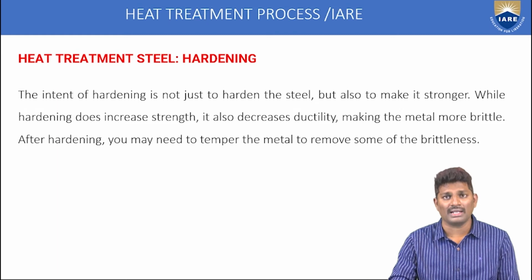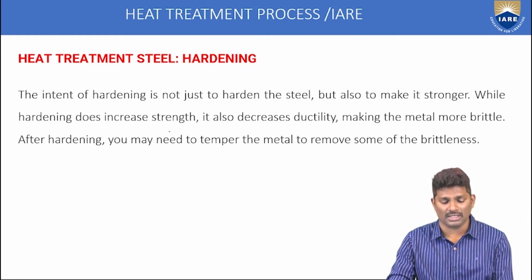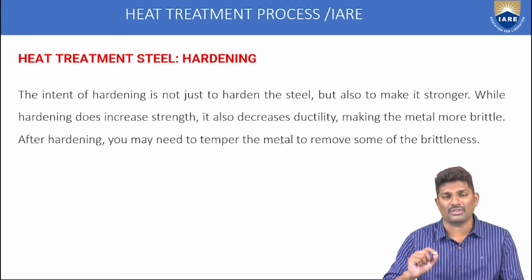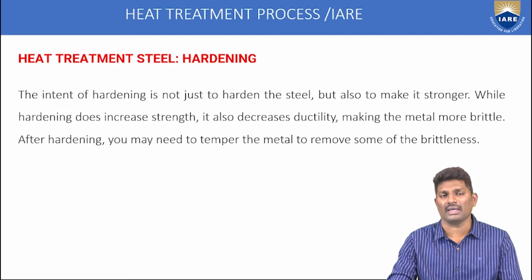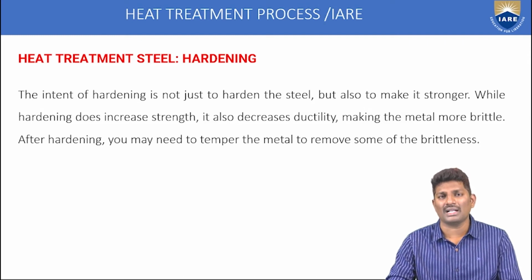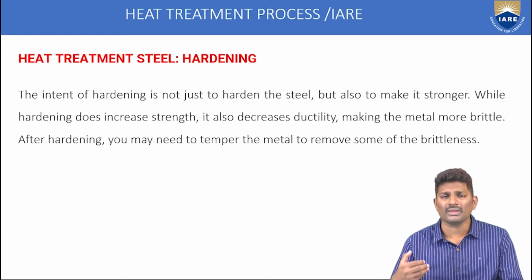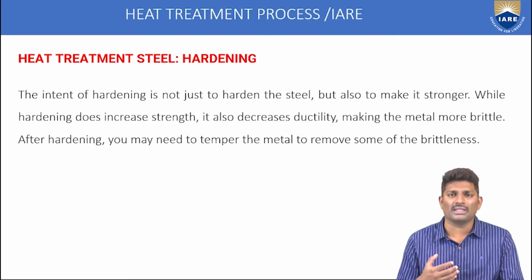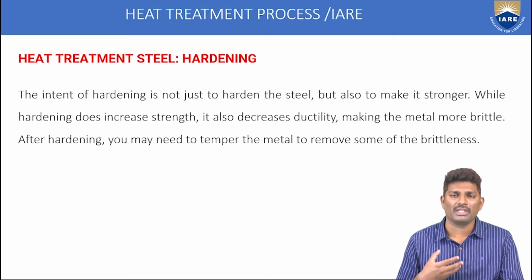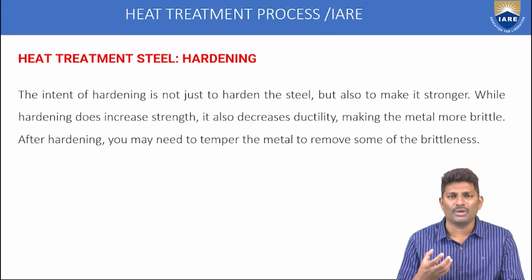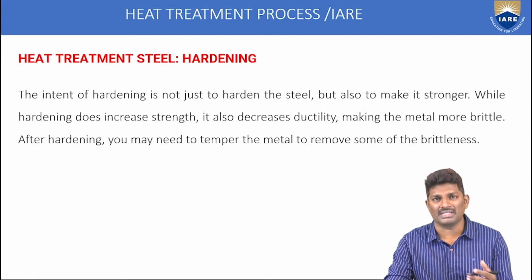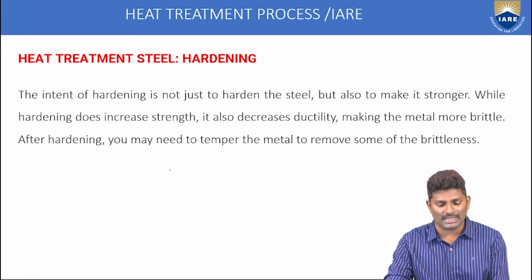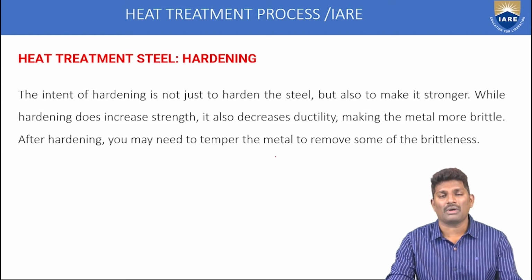So while hardening, it does not only increase strength, it also decreases the ductility. So this is one of the drawbacks. When you compare with any normalizing or annealing process, there the ductility value is very high. But in this case, though the hardness or strength of the metal is increasing, the ductility will be decreasing. Because of this decrease in ductility, the manufacturing process, making of any material into different shapes, will become more difficult. That's why the metal becomes more brittle in nature. So after hardening, you need to temper the metal to remove some of the brittleness.